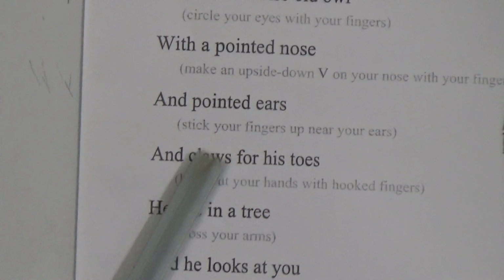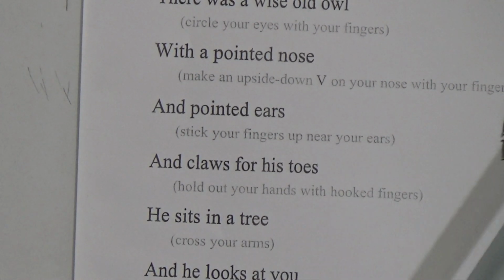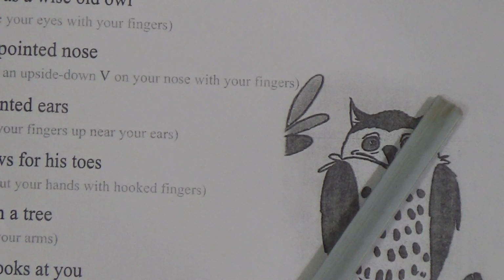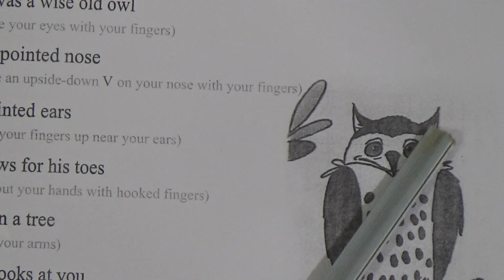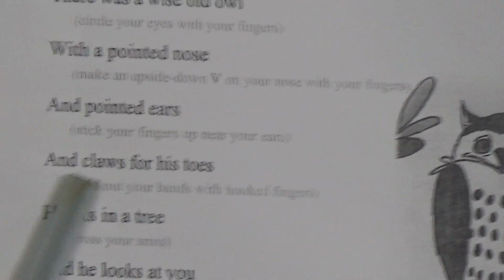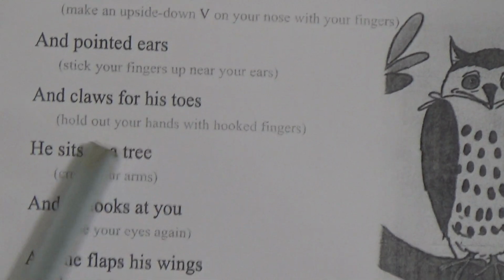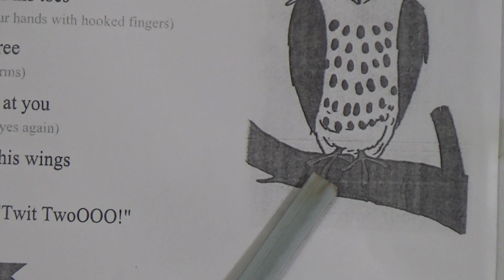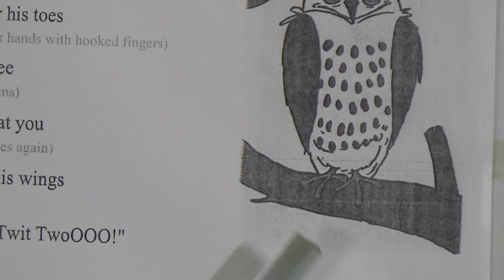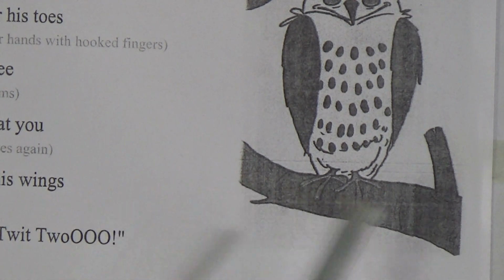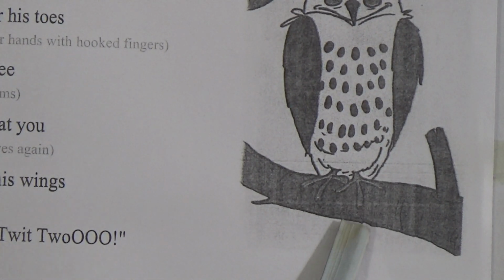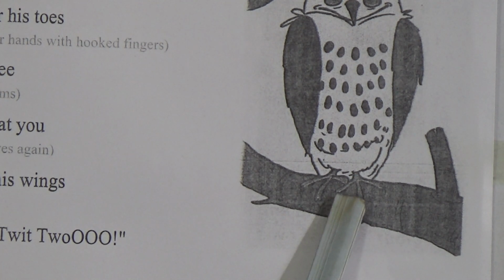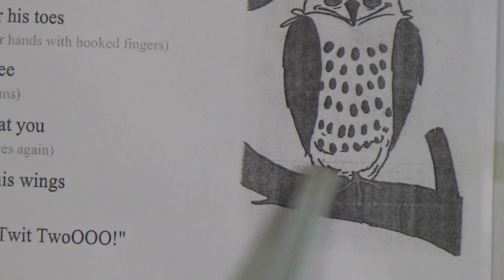And pointed ears, stick your fingers up near your ears. Look at the ears of this owl, they are pointed. And claws for his toes, hold out your hands with hooked fingers. Now look at the claws of these owls. They are hooked. So you will show your hands with hooked fingers. That symbolizes the claws of this owl.